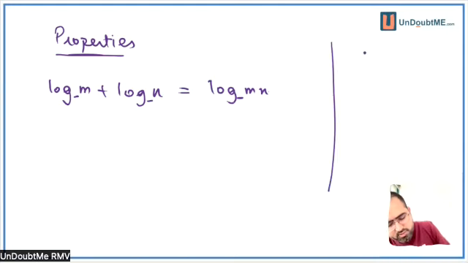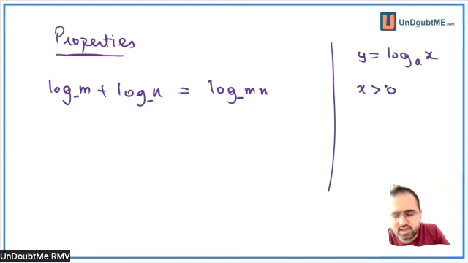Before moving on to further properties, I would like to clear it out that when we say log x to the base a, there are certain conditions. For example, x should be greater than 0. Inside the logarithm, you cannot put any negative value. But y belongs to R. It means log of a number can be positive, negative, anything. Okay, it can be 0 also.